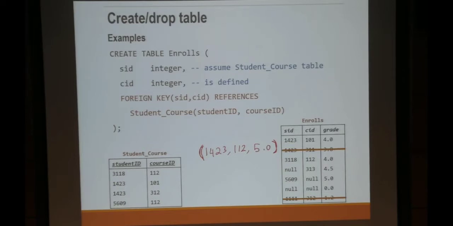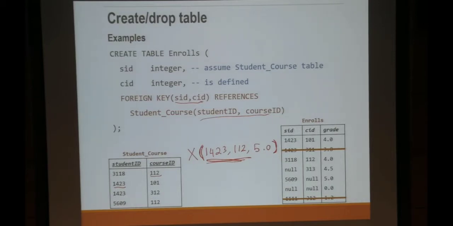Okay, so again, you need to look at the pair. Individually, there exists a value, so 1, 4, 2, 3, and 1, 1, 2. But they never exist as a pair. When you specify that this particular pair references another kind of pair, you need to look at the pair as if they are a single value. So in this particular instance, this one is invalid, because the value is not null and the pair does not exist in the student course.